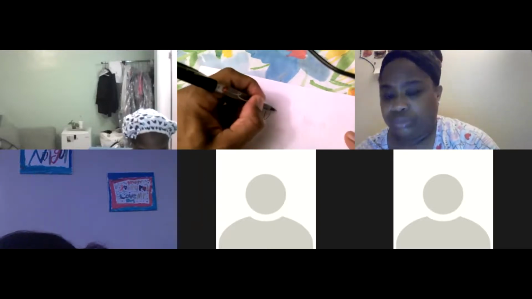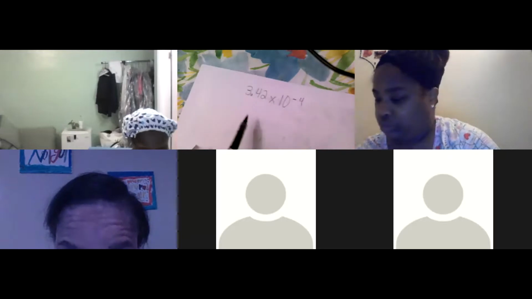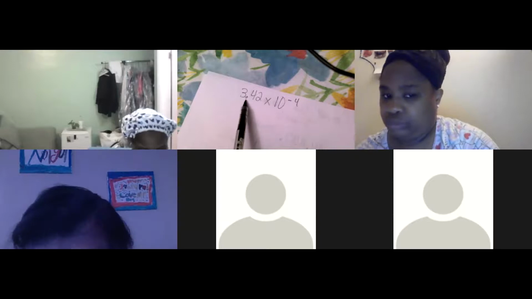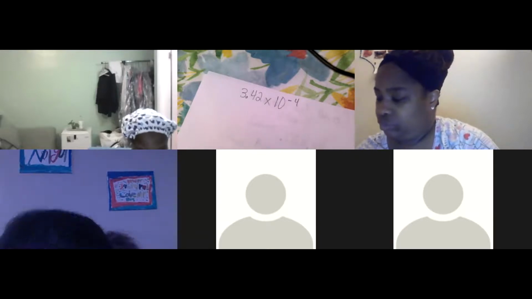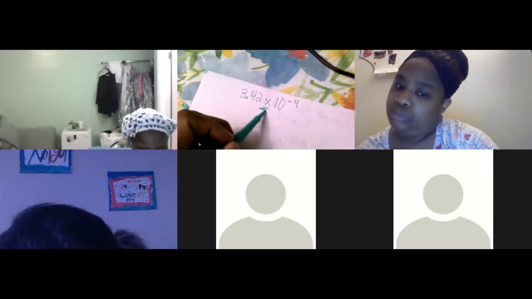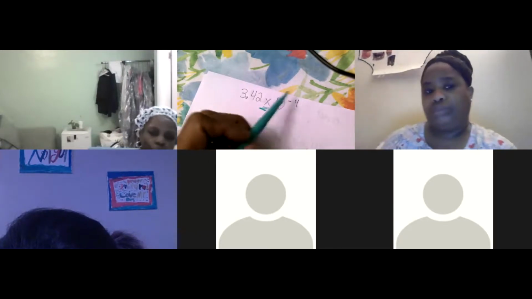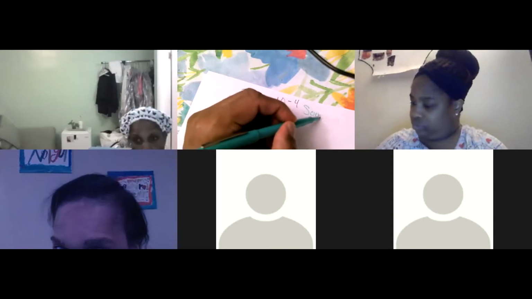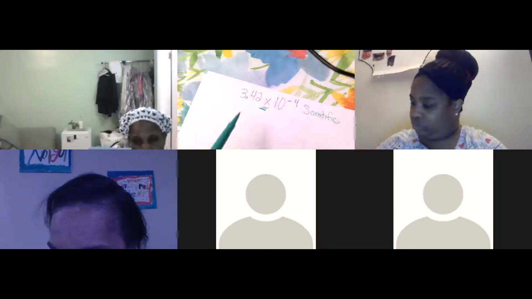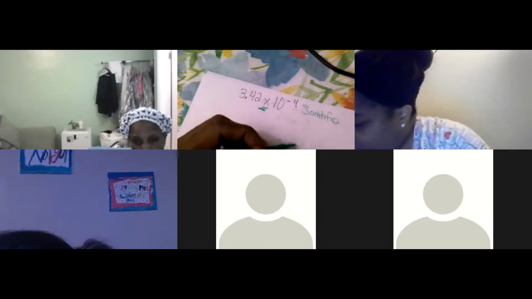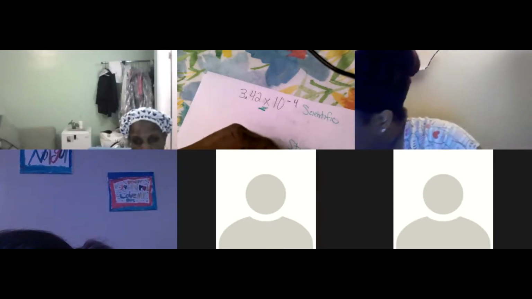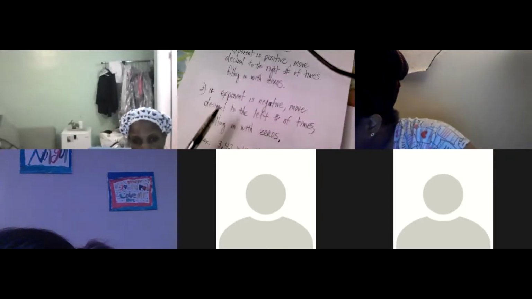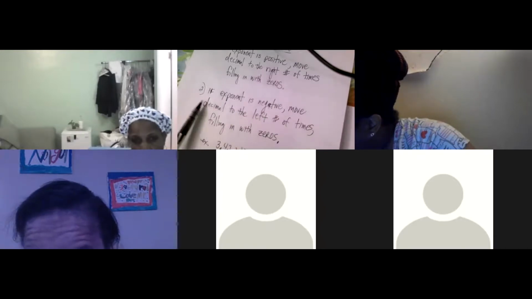So here's the number. This is written in scientific notation already. How do you know that? You see this times 10 to some exponent. So when we write this in standard, we're going to follow what it says. If the exponent is negative, move the decimal to the left.